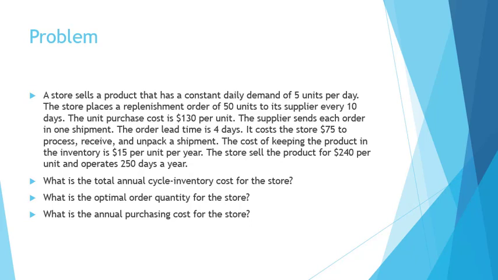We are interested in calculating three different things. First, the total annual cycle inventory cost for the store. Then the optimal order quantity for the store. And finally, the annual purchasing cost for the store.